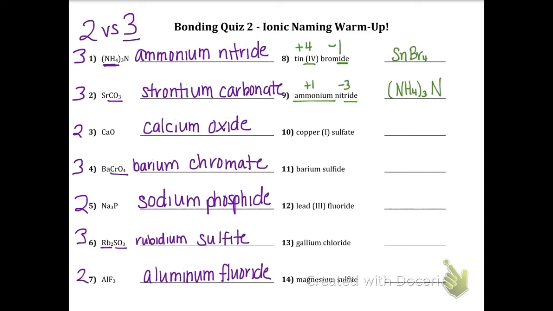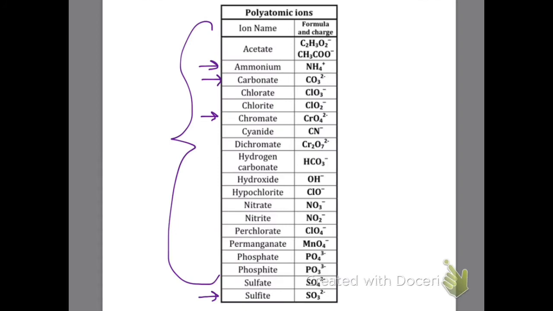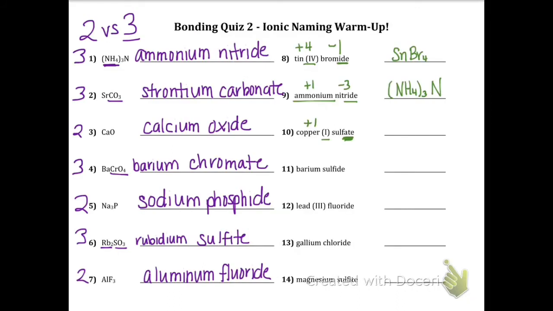All right, copper with that Roman numeral is positive. That's a 1. Sulfate, look at this ending here, tells me that it is a polyatomic. My polyatomic sulfate is right here, SO4 with a -2. So it's -2. How am I going to cancel out the charges? I'm going to need 2 coppers for every 1 sulfate.